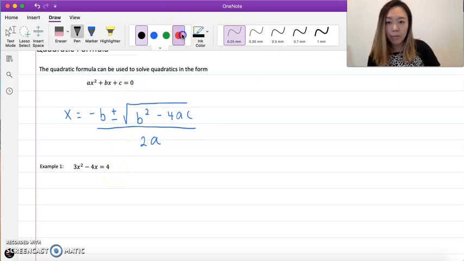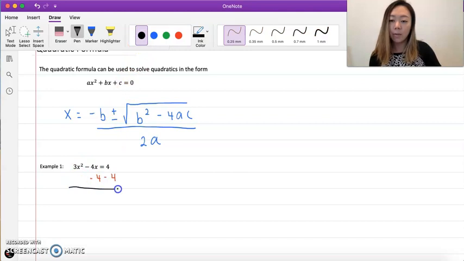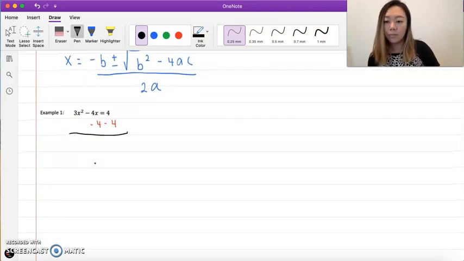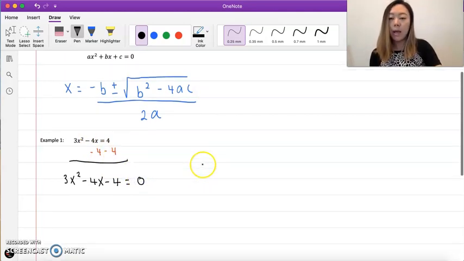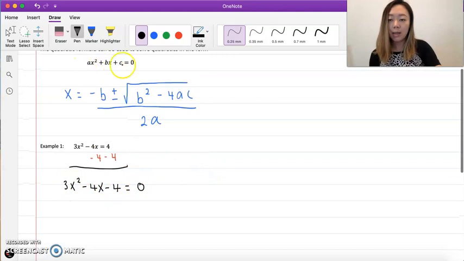So to get rid of that 4, what we would do is subtract 4 from both sides. And then let's see what we have. So on the left side, we got 3x squared minus 4x minus 4. The constant just gets added to the end, is equal to 4 minus 4 is 0. So now this equation looks exactly like the standard form. So now we're going to go ahead and apply it to the quadratic formula.